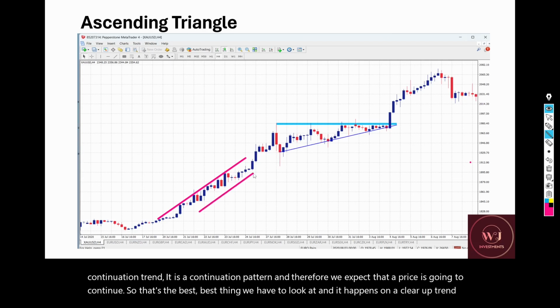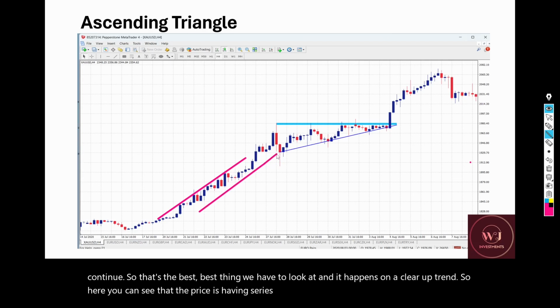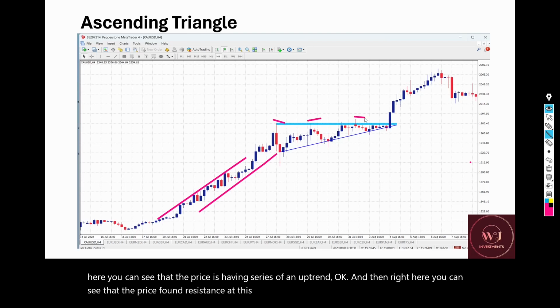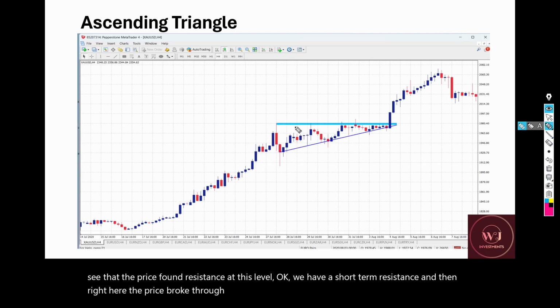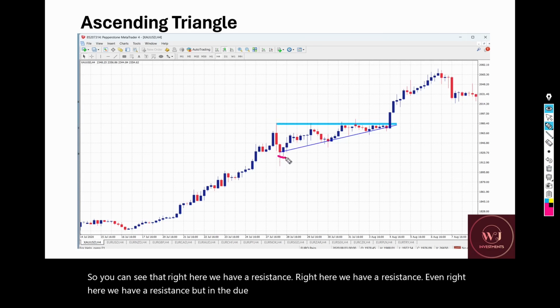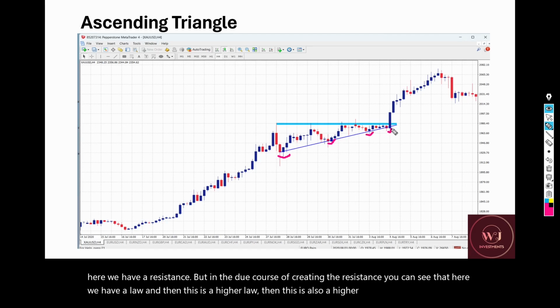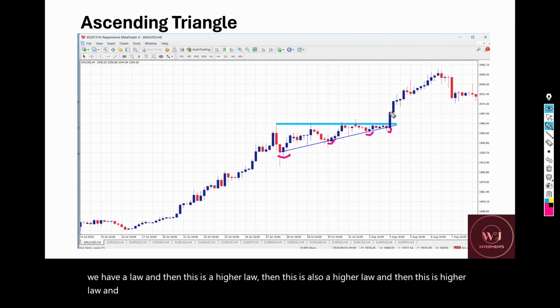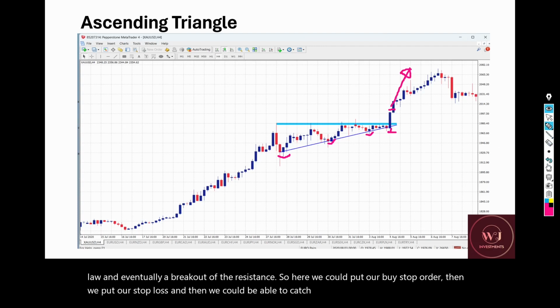So here you can see that the price is in a series of an uptrend, and then right here the price found resistance at this level. We have a short-term resistance, and then right here the price broke through the resistance. You can see that right here we have a resistance, right here a resistance, even right here a resistance. But in the due course of creating the resistance, you can see that here we have a low, and then this is a higher low, then this is also a higher low, and then a higher low, and eventually a breakout of the resistance. So here we could put our buy stop order, then put our stop loss, and be able to catch some pips.